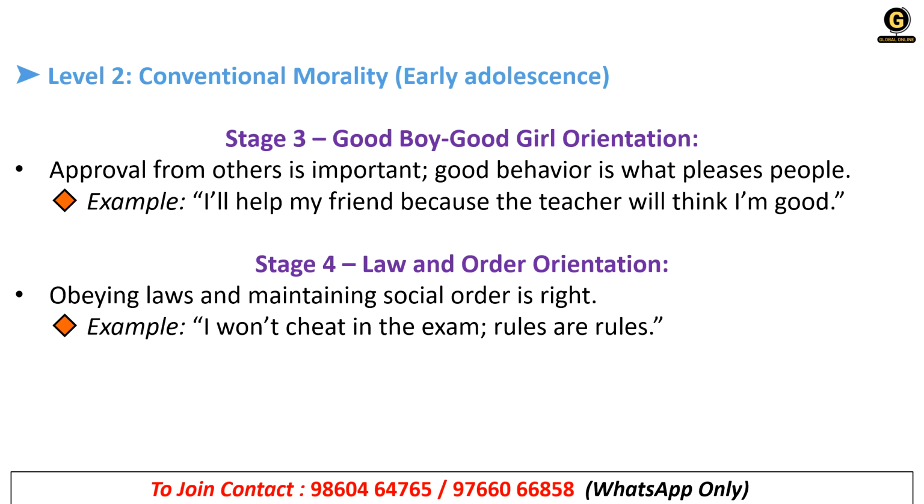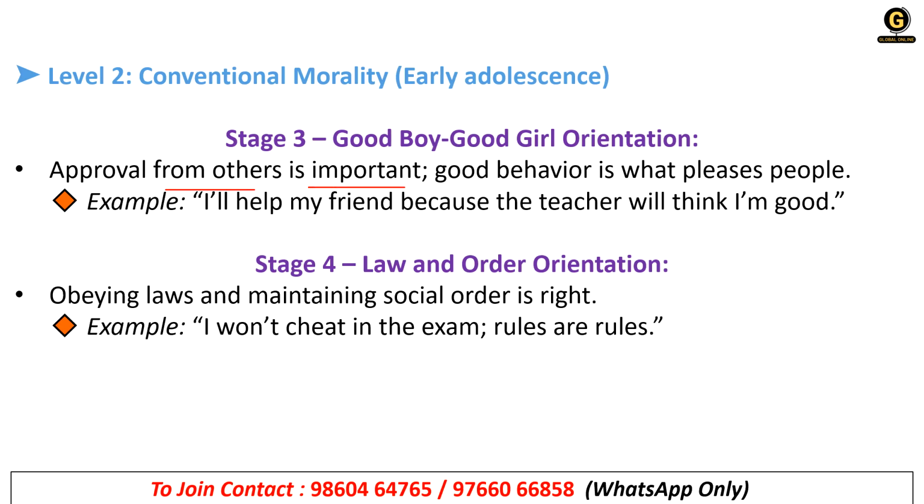Clear? Next is level 2, that is conventional morality, the early adolescence level. There are also two stages in that, stage 3 and stage 4. Stage 3 is about good boy, good girl orientation. What is it? You must understand how you should treat that child, so you will be able to let them know how to become a good boy or good girl. Getting it? All right.